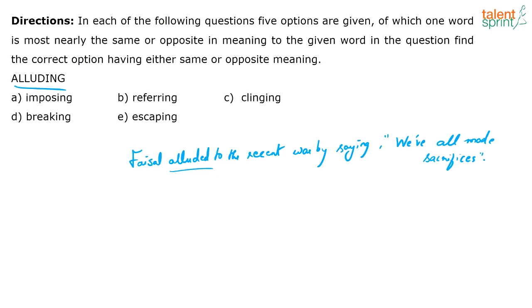Big deal. So what is he saying? He is not directly referring to the war. He's saying, when it comes to war, yes, some people will have to die. That's how it is, right? That's the concept of war. Somebody has to win, somebody has to lose. So he's not making any direct reference to war, but he's saying, we've all made sacrifices. He's talking about that. So any sort of indirect reference or hinting at something, that's what alluding is, right?